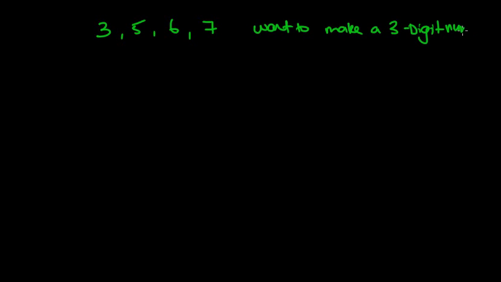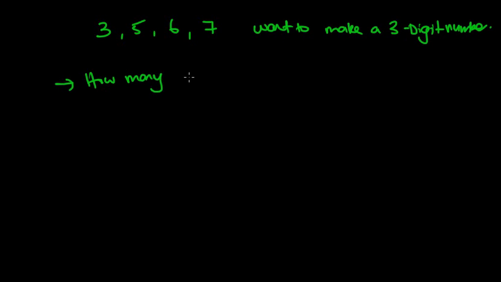Okay, let's say I've got the digits 3, 5, 6, and 7, and we want to make a 3-digit number. How many ways can we do this?